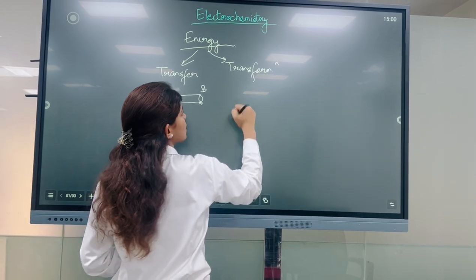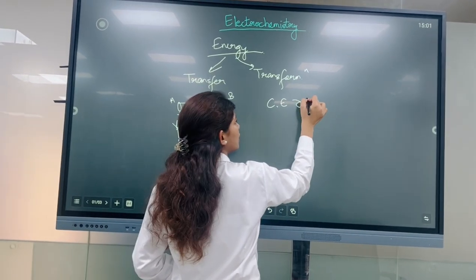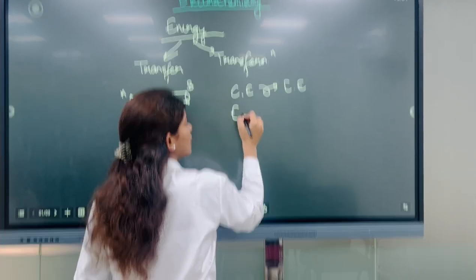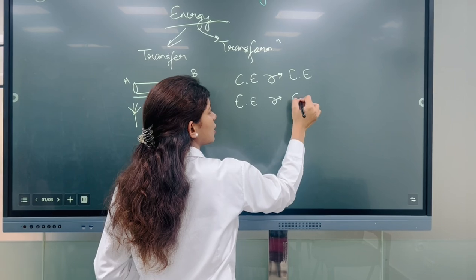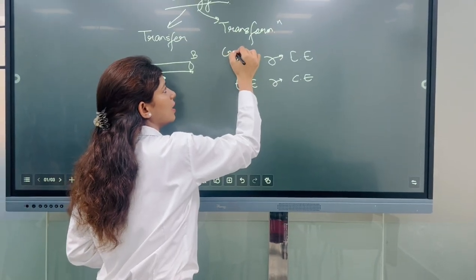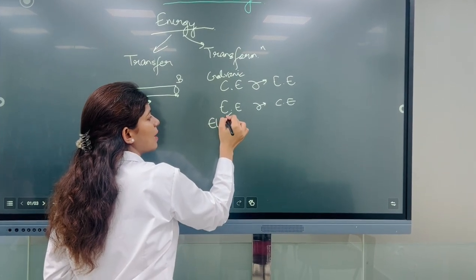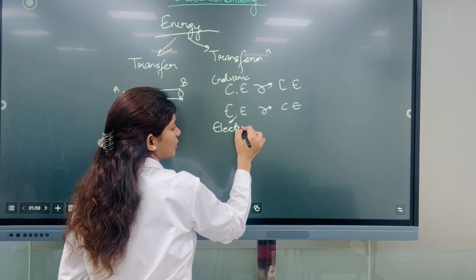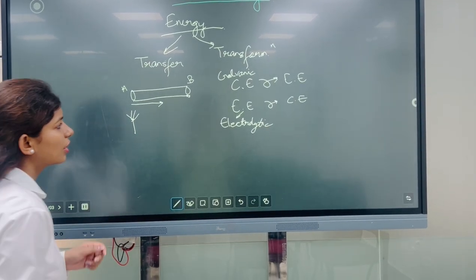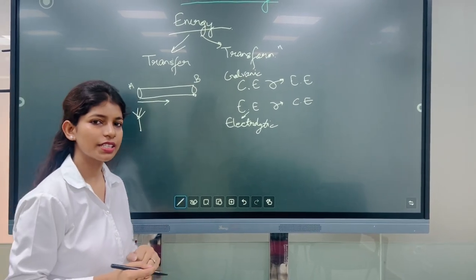The second one is the transformation. Transformation, we can say, is converting chemical energy to electrical energy and electrical energy to chemical energy. This is an example of the galvanic cell, we will see later, and this is an example of the electrolytic cell. So this whole electrochemistry is based on the galvanic cell and the electrolytic cell.